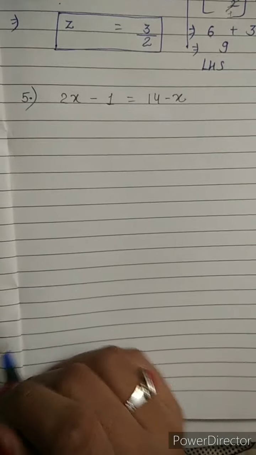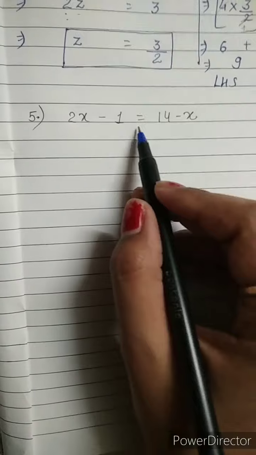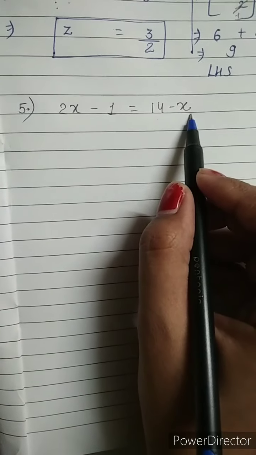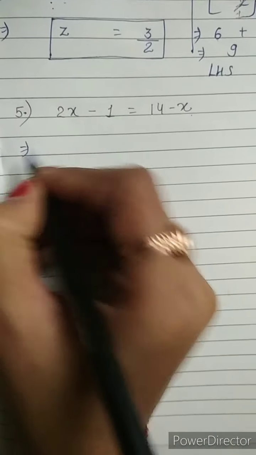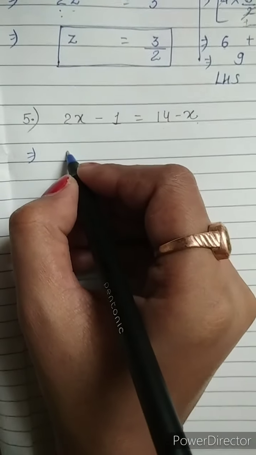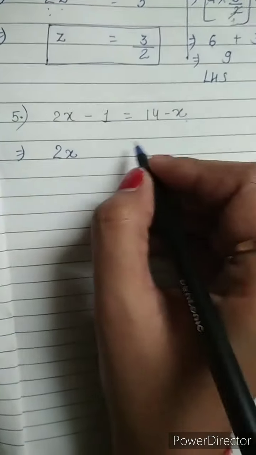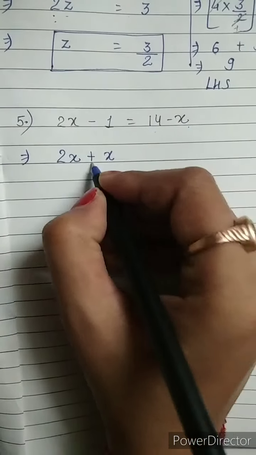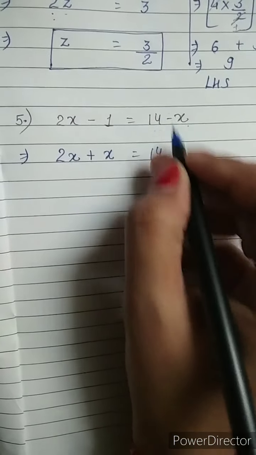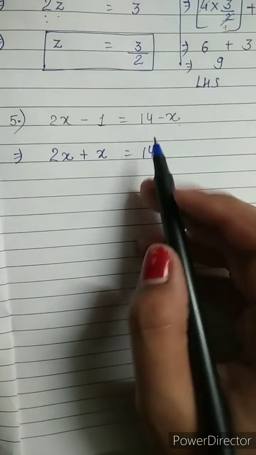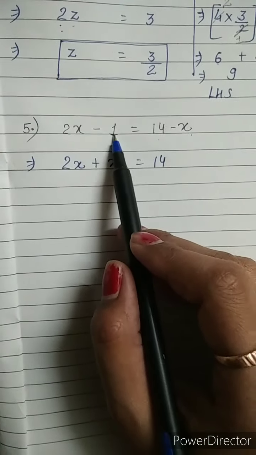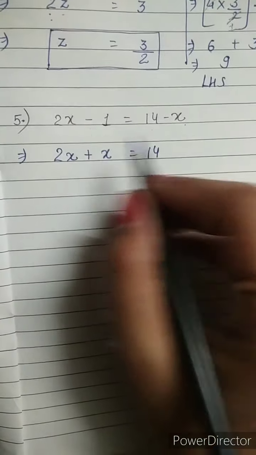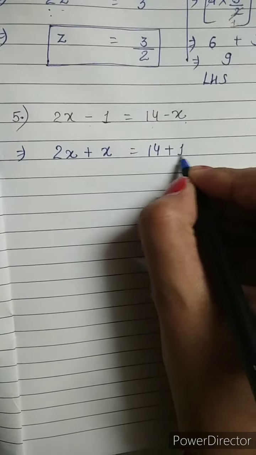Now question number 5 is 2x minus 1 is equal to 14 minus x. So again we have to combine the x terms. On the left hand side we already have 2x, so from the opposite side minus will come in the positive, so x as it is comes in the positive. Here 14 will remain as it is, behind it the term in front of it will come, that is minus 1. Minus 1 will go in the positive, so it will become plus 1.